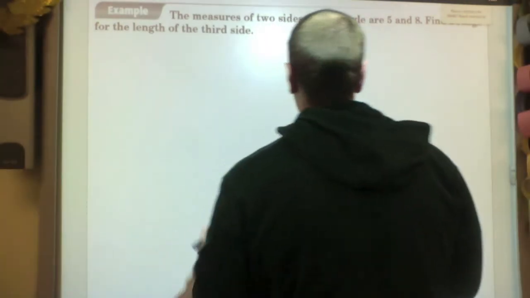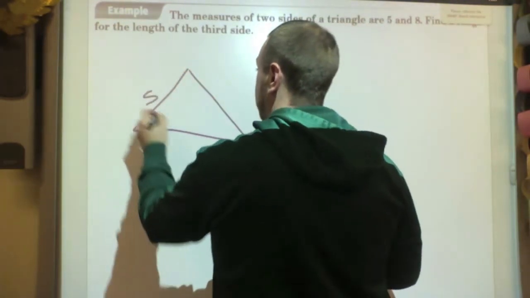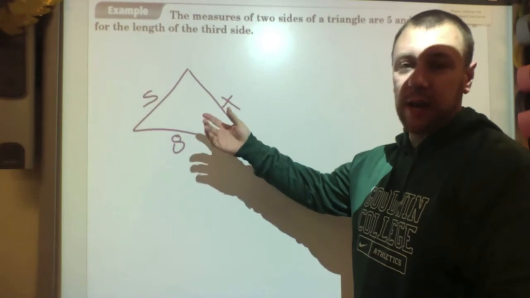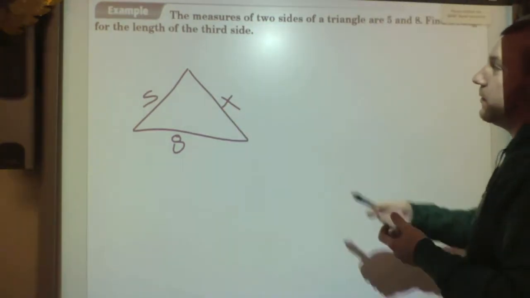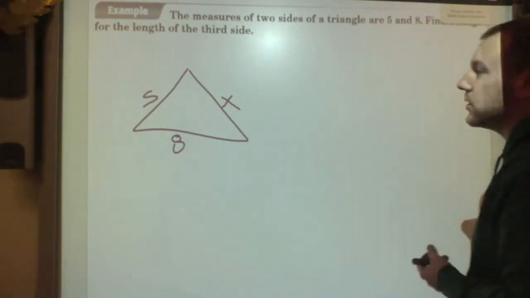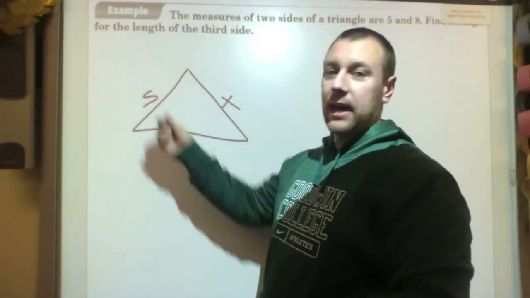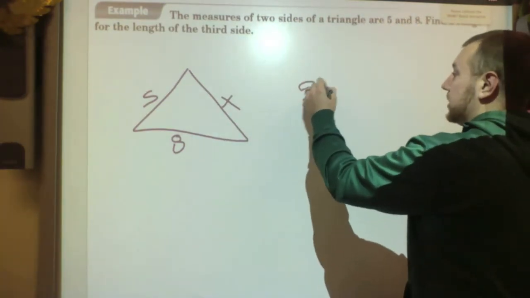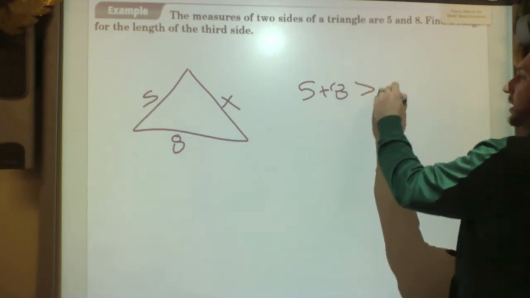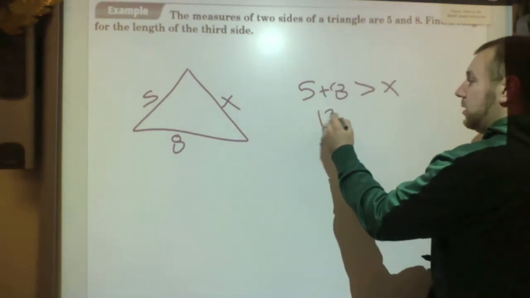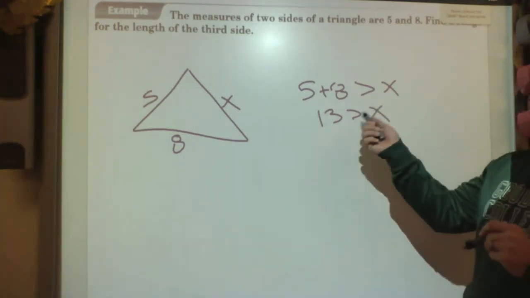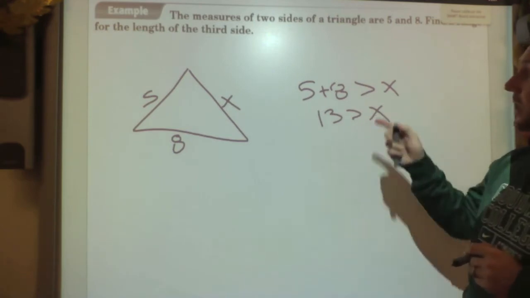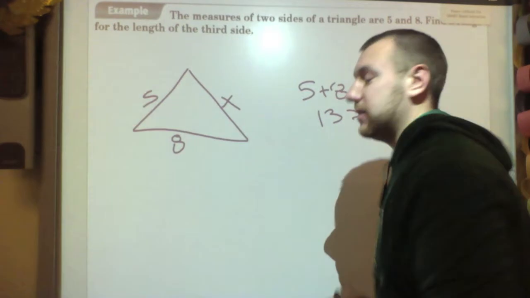Now, the other tricky part is finding the third side. So if I give you a triangle with sides 5 and 8, but I don't know this one, I need to be able to find a range of values that will be that third side. We know that if I add these two together, it has to be bigger than this. So 5 plus 8 has to be bigger than x. So my max value for x has to be 13, actually less than 13. But let's say 8 is my biggest.